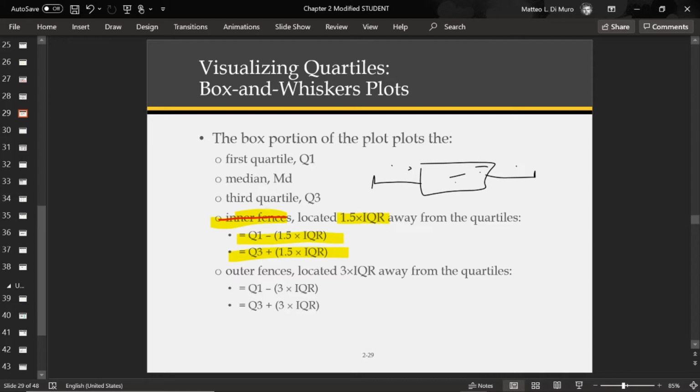Remember I said how you interpret what an outlier is kind of depends. So one way of doing it is to calculate these inner and outer fences. The inner fences are just defined as 1.5 times the interquartile range. You're still within the data set there, but you're starting to get a bit more towards the extremes.